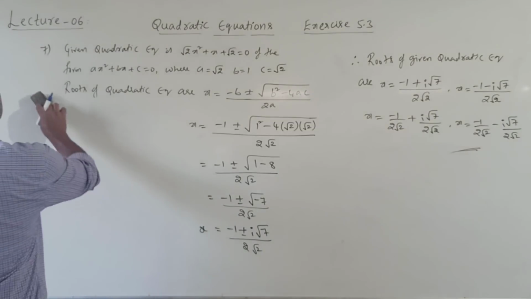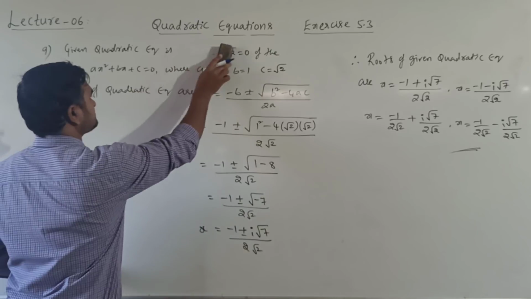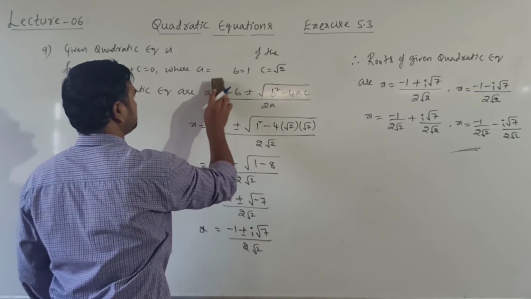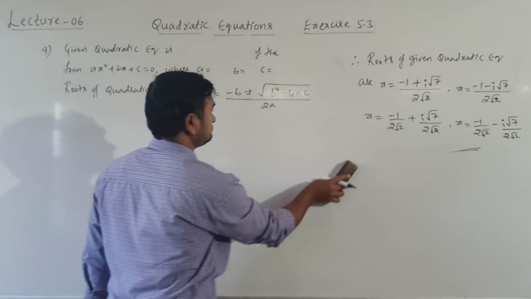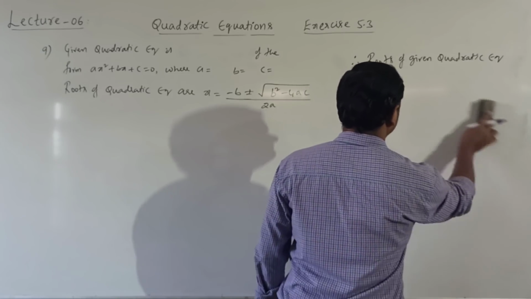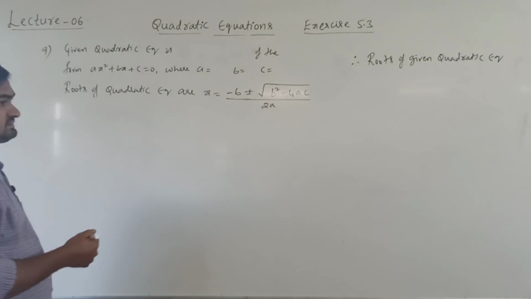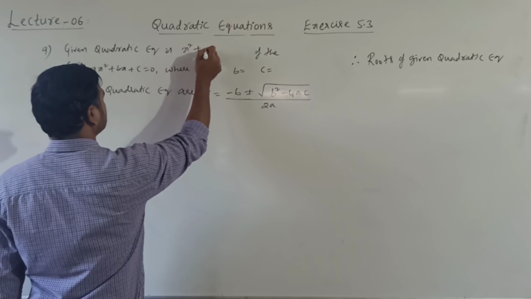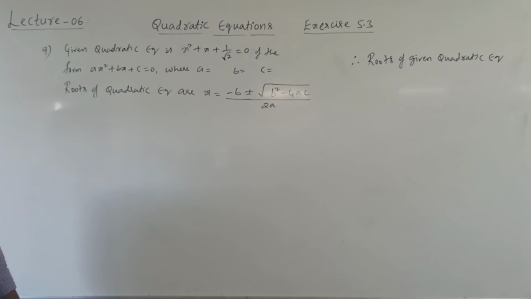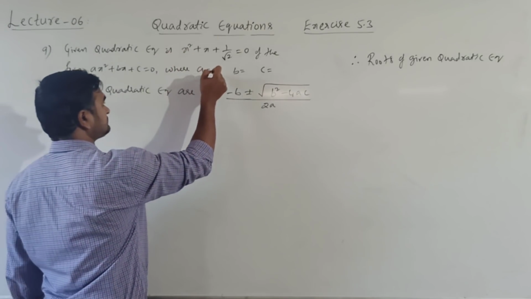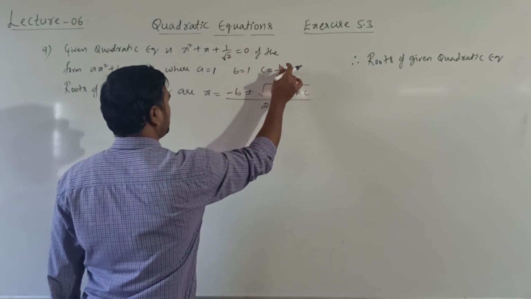Question number 9. Given quadratic equation is x square plus x plus 1 by root 2 equal to 0. So it is in the form ax square plus bx plus c equal to 0, where a, the x square coefficient, is 1, x coefficient is 1, constant is 1 by root 2.